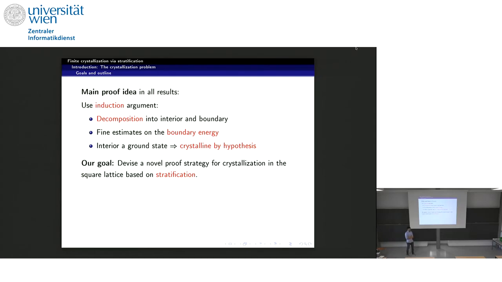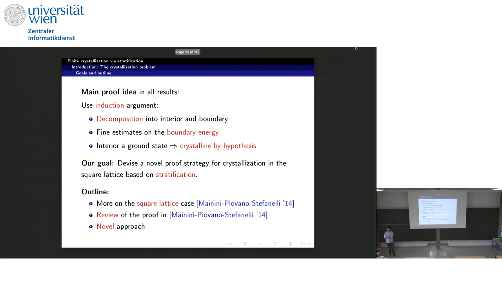The first case where we did this is the square lattice. So in my talk today, I will exclusively focus on the square lattice. And the outline of my talk will be as follows. First of all, I will tell you a little bit more about the square lattice. In particular, I want to tell you what minimal energy you can expect. And then I will focus on the proof strategy by Mainini, Piovano, and Stefanelli, and I will try to tell you the most important ingredients of the proof. And then at the end of my talk, I will explain our approach.